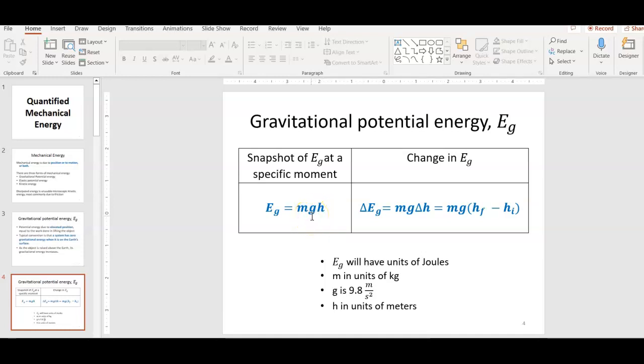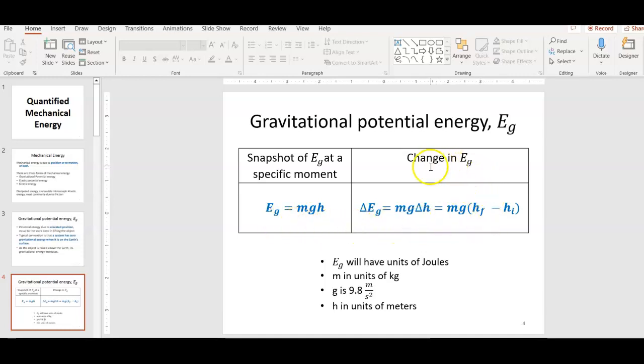G here is the acceleration due to gravity. And near Earth, that's always 9.8 meters per second squared. The mass is the mass in kilograms, and the h is the height in meters. Okay, so mgh is the way to calculate the amount of gravitational potential energy at a specific point in time.